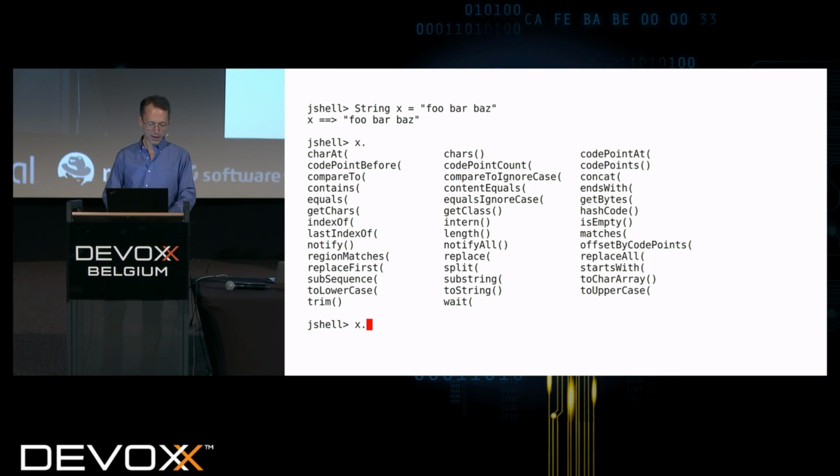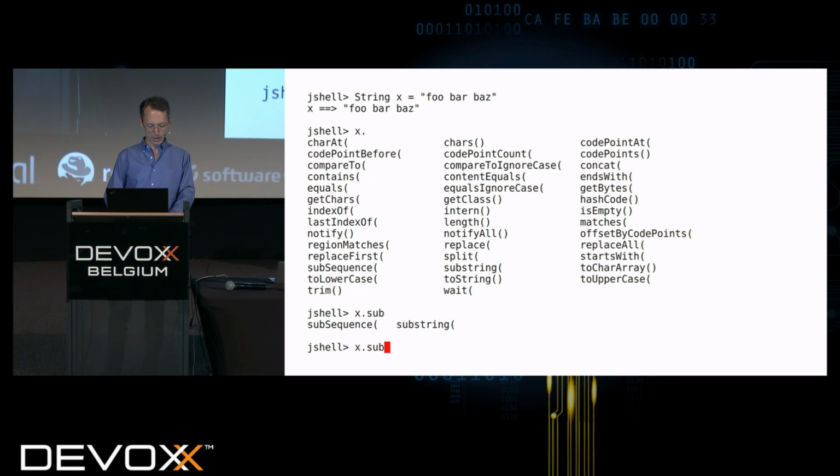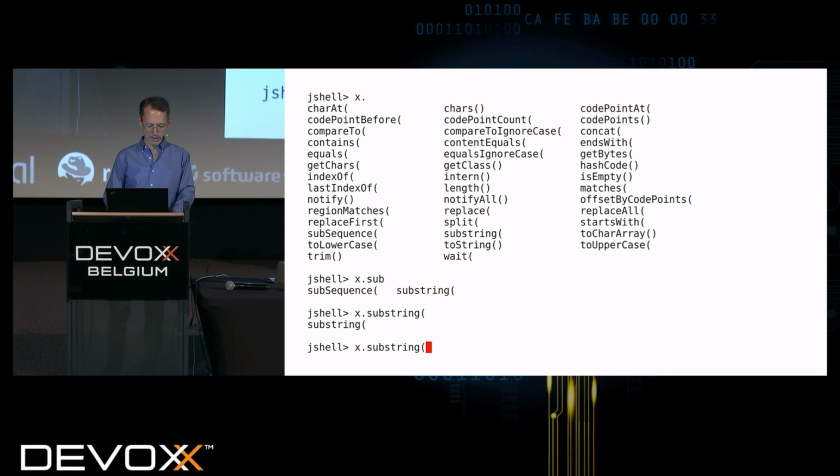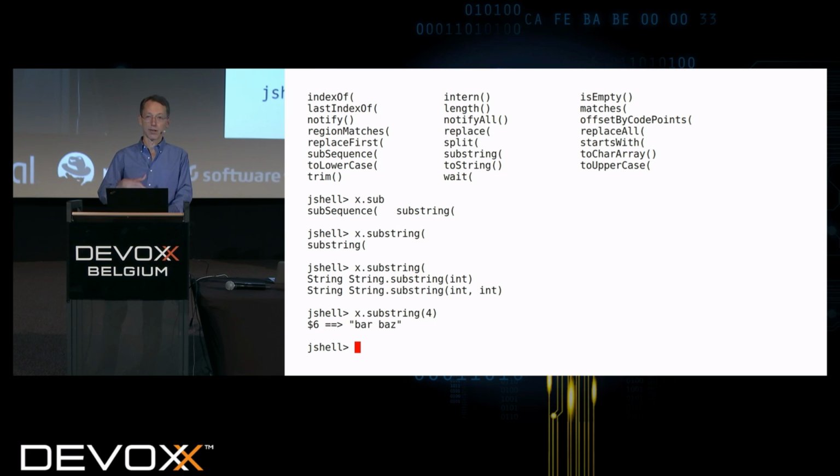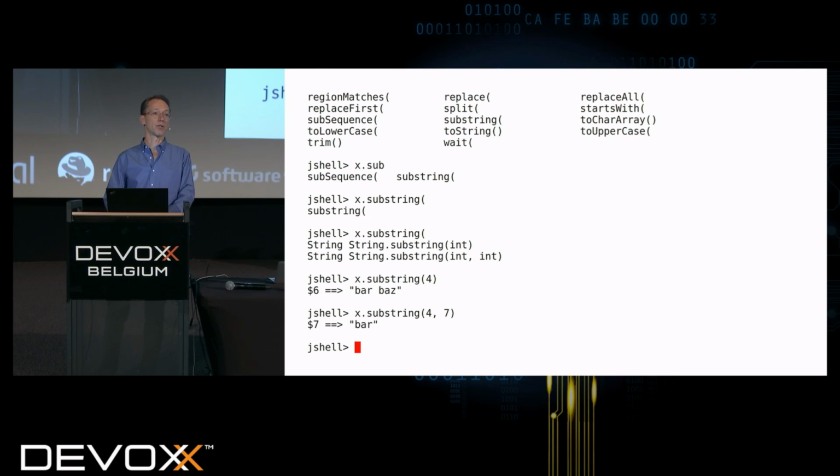Lots of useful methods. I can say, okay, suppose I want to take a substring, hit tab, okay, it completes, oh, wait, subSequence. Now I want substring, hit tab. Now if I hit shift-tab, it shows me there are 2 overloads of the method called substring. One takes 1 int and the other takes 2 ints. And as you can also see, if you're paying attention, there's command history and all kinds of other command-liney goodness here. Substring 4, 7, I get the string bar.